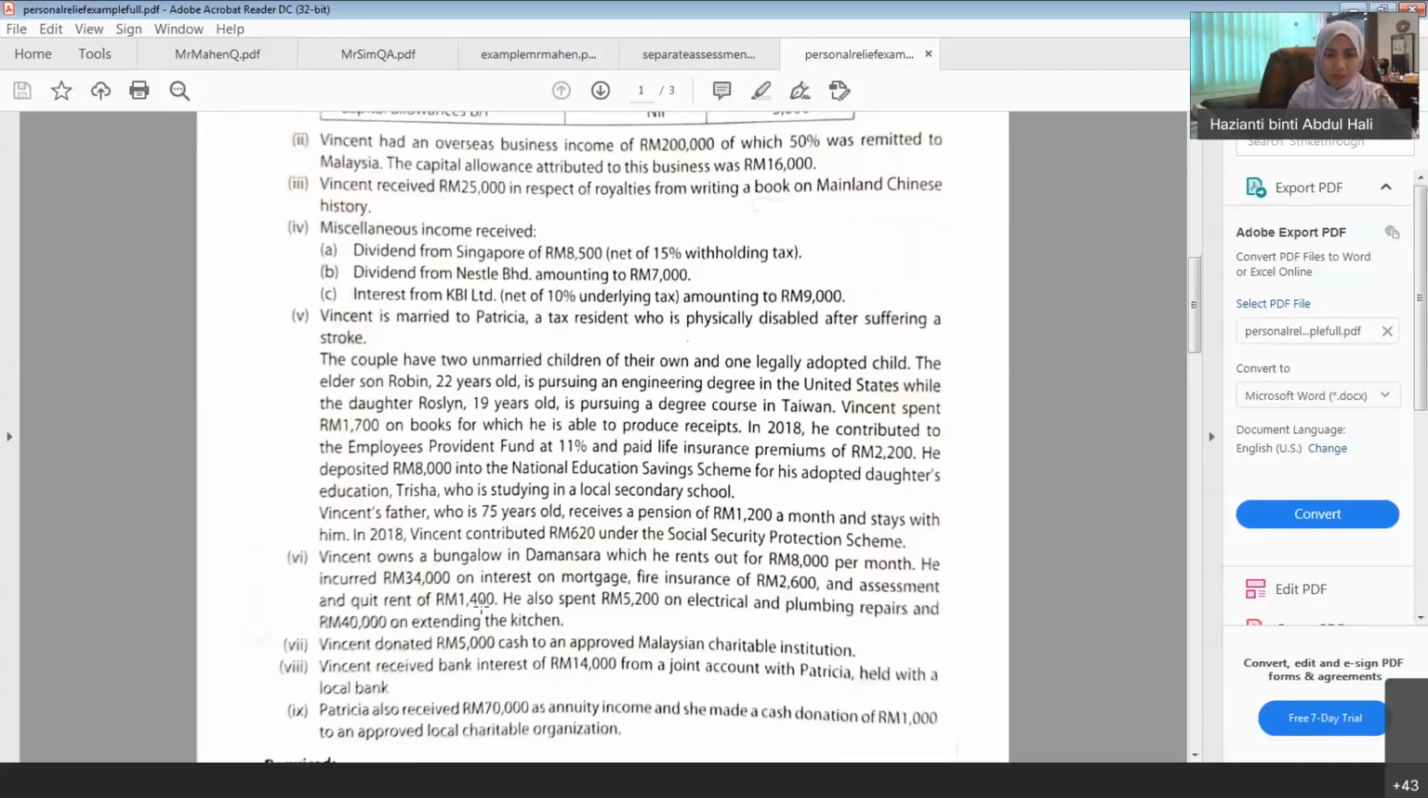Next one is Vincent donated 5,000 cash to an approved Malaysian charitable institution. So we know the donation can be deducted, but you have to compute up to aggregate income first, because we know for individual donations it cannot be more than 7% of aggregate income. But here we know this is an approved institution, so we can deduct it later.